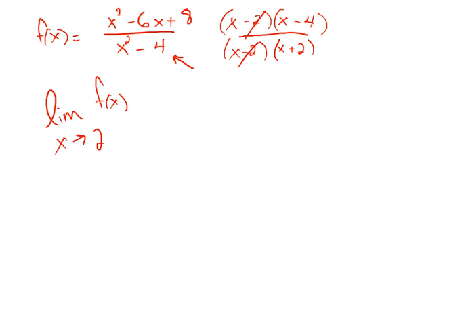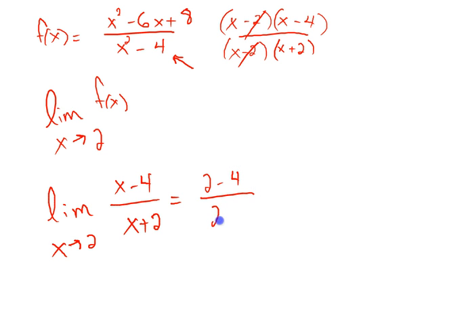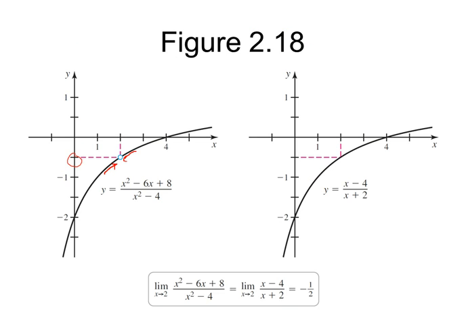And looking at this rational function, if we were to evaluate the limit as x approaches 2 of x minus 4 over x plus 2, we can plug 2 in. That doesn't give us an issue. It doesn't give us 0 in the denominator. So when we plug 2 in, that gives us 2 minus 4 over 2 plus 2, and that's a negative 1/2. And that's where we get the negative 1/2 for our limit. Even though when we looked at the rational function, the function didn't exist at that point, the limit still does exist.